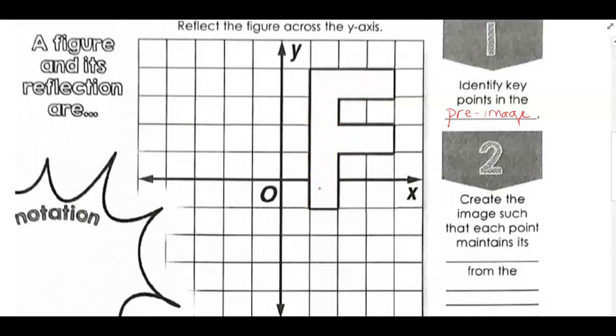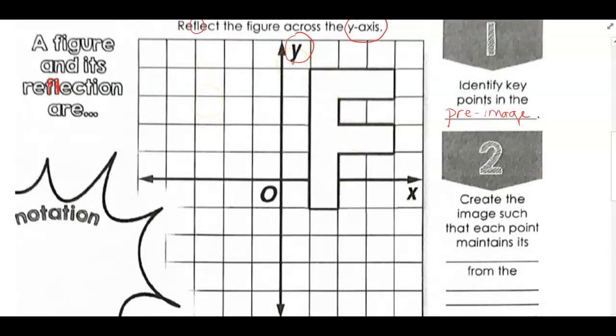And we are going to create an image. So we're going to create the image by reflecting it over the y-axis in this case, okay? So remember, reflect means to flip. So we are going to reflect it. We are going to flip this F across the y-axis. The first thing we need to do is find the y-axis. So we're going to take this F and flip it over the y-axis.